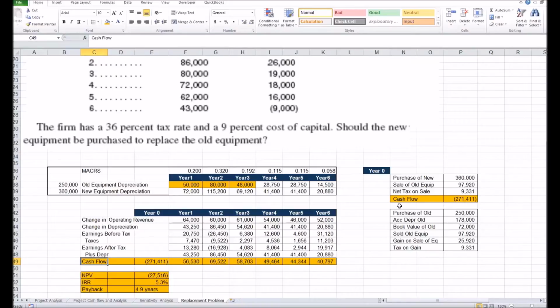We have to take our old equipment and find out if we owe taxes or we're going to get taxes back. So this could be a negative number if we sold the item that has a book value of $72,000. If we sold for $52,000, then it would have cost us $20,000. That would give us a tax rebate, assuming we had other revenue to offset it. And so we could actually be getting taxes back. We put that into a cash flow and determine net present value, IRR, and payback.